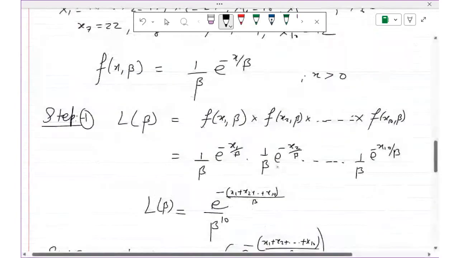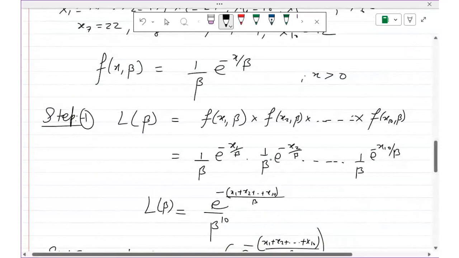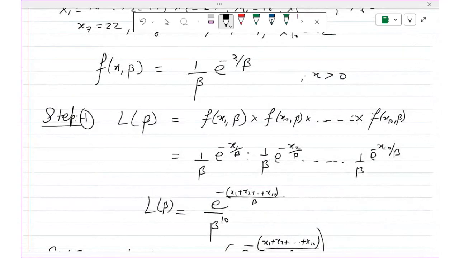In the exam, if they ask you to find the maximum likelihood estimator of beta in the exponential distribution, then in place of x1, x2, up to x10, you will take a random sample x1, x2 up to xn, and then you will solve the same way. I am doing till 10, you will take till n.